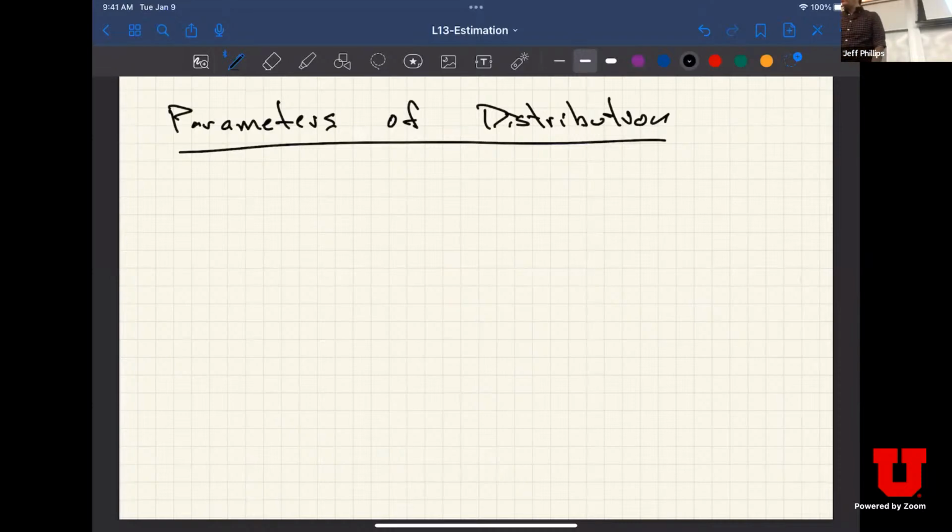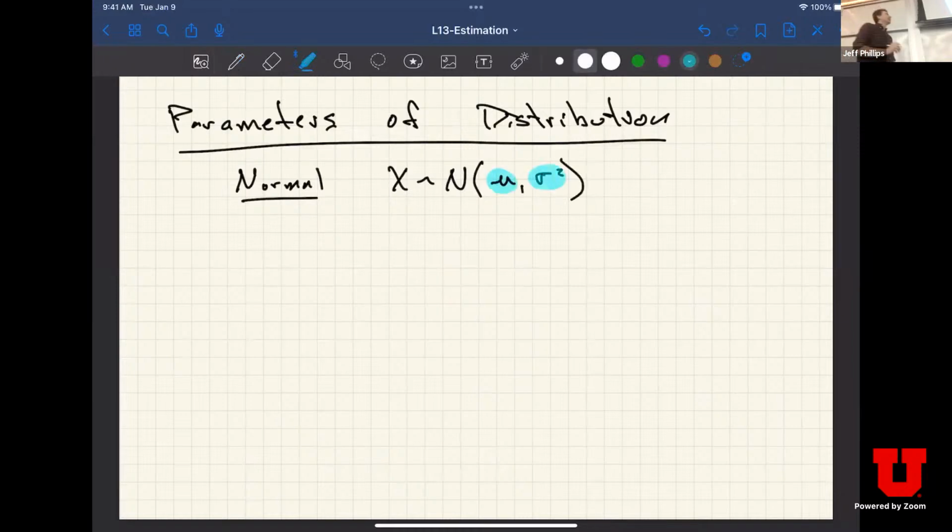We talked about a normal distribution. We said if X is drawn from a normal distribution, it has two parameters, mu and sigma squared. Those turn out to be exactly the mean and the variance. That's one reason the normal distribution is nice: it's parameterized by its mean and its variance. Those are the parameters of this distribution. We also talk about an exponential.